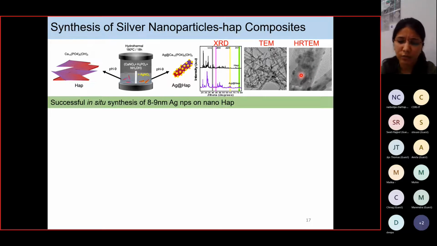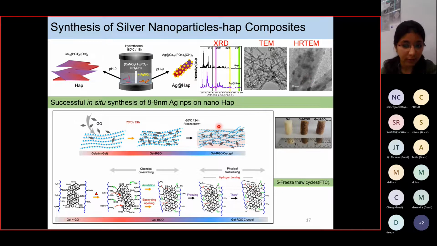This was extensively characterized using FTIR as well as XPS studies to find out the state of silver in these nanohydroxyapatite rods. Our second step was the formation of the cryogels, in which we have chosen gelatin as a polymer. We mixed gelatin as well as GO together and heated it at 70 degrees for 24 hours, after which we subjected these to further freezing and thawing cycles using a lyophilizer at minus 20 degrees centigrade. After optimizing the various cycles and different concentrations of GO and gelatin, we were able to form a highly cross-linked cryogel after 5 freeze-thaw cycles, which was optimized.